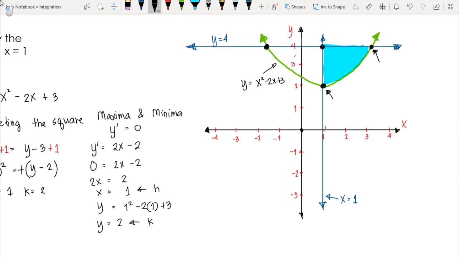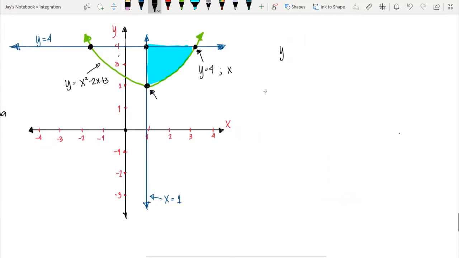By just letting, at this point, we know that our y is equal to 4, correct? Our y is equal to 4. So we just have to compute for the value of x. We can use the equation of our parabola, that is this one, y is equal to x squared minus 2x plus 3. We know that our y is 4. So we have x squared minus 2x plus 3 equal to 4, so we have x squared minus 2x minus 1 is equal to 0.